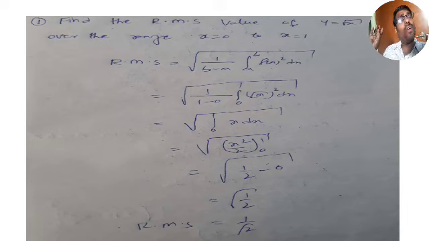Remember the formula. Can anybody tell what the RMS value is? It is the square root of 1 by b minus a integration a to b f of x whole square dx. There is a square root, it looks like a mean, and there is a square. That's why it is called the root mean square value. Are you getting? That is the formula.